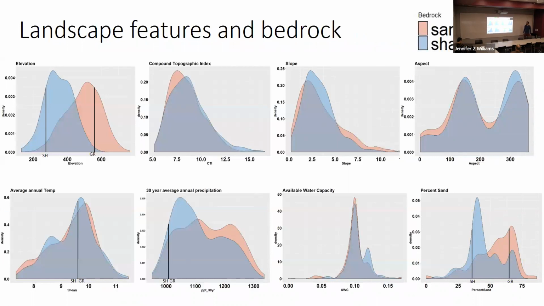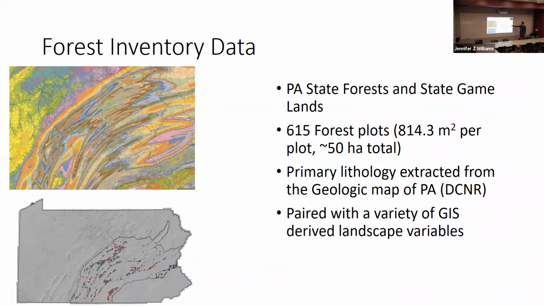So these are density plots, which are just smooth distributions, smooth histograms, basically, of the way that these variables fall out on the landscape. Just in the Valley and Ridge in Pennsylvania, from the plots that I have in my data set. And they're pretty randomly distributed across the landscape, so I do think they're pretty representative of what we'd see. What is a plot? A plot is 814 meters squared, and I guess if you tally all that up, that accounts for approximately 50 hectares.